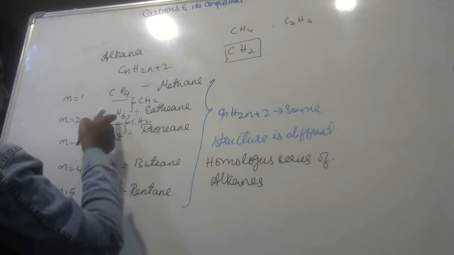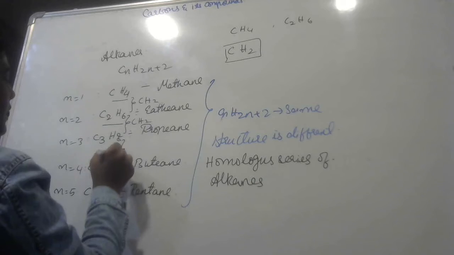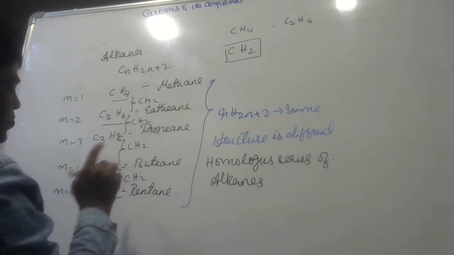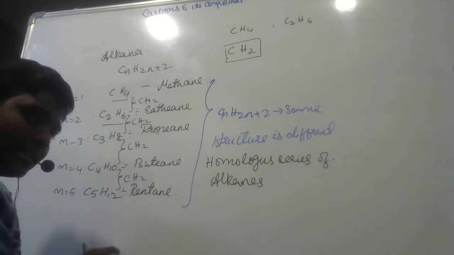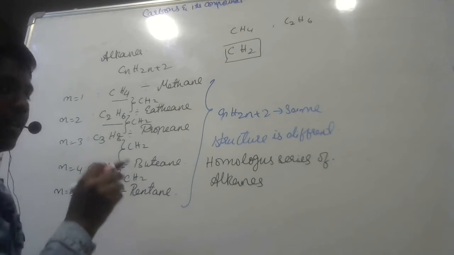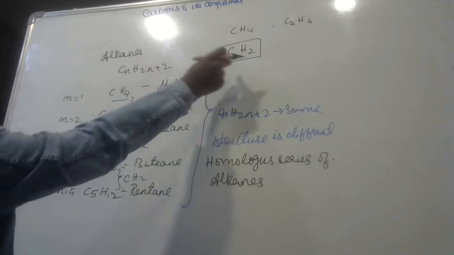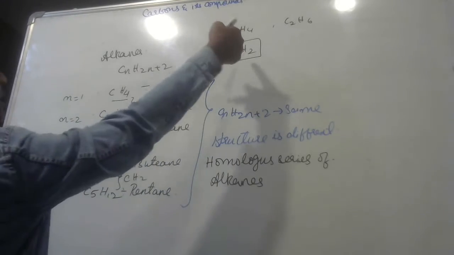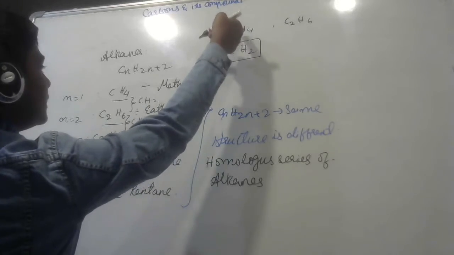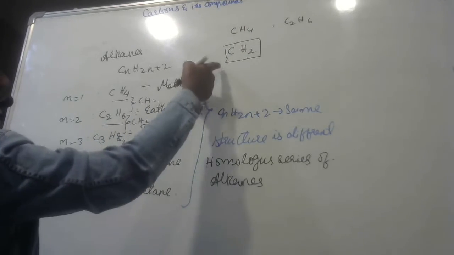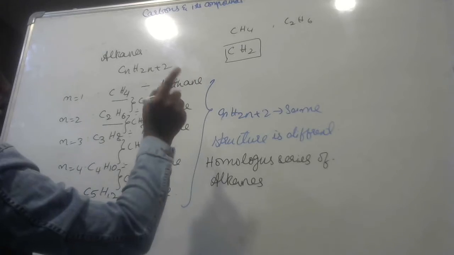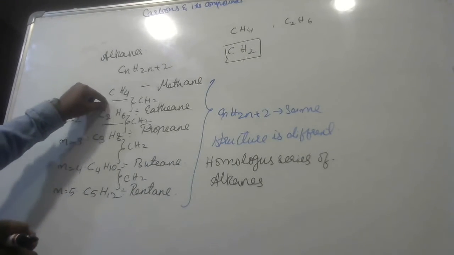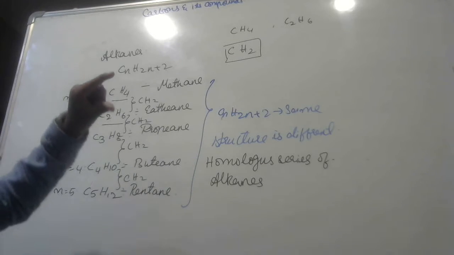C2H6 and C3H8 also differ by CH2, and these two also differ by CH2. Then coming to hexane and heptane, they also have a difference of CH2. How did we get this? We are just subtracting the number of carbons and hydrogens of the previous compound from the next one, so we get one carbon and two hydrogens. This is about the difference in their carbon and hydrogen atoms.